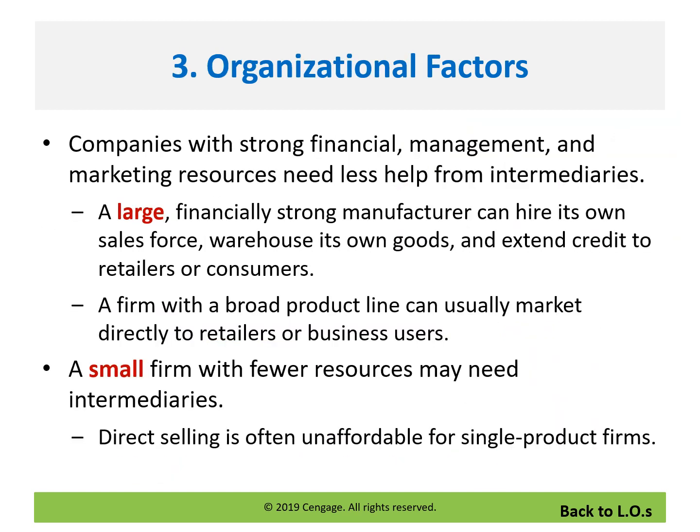Third are organizational factors. Companies with strong financial management and marketing resources need less help from intermediaries. A large, financially strong manufacturer can hire its own sales force, can warehouse its own goods, and can extend credit to retailers or consumers. A firm with a broad product line can usually market directly to retailers or business users. On the other hand, a small firm with fewer resources may need intermediaries. Direct selling is often unaffordable for single product firms.